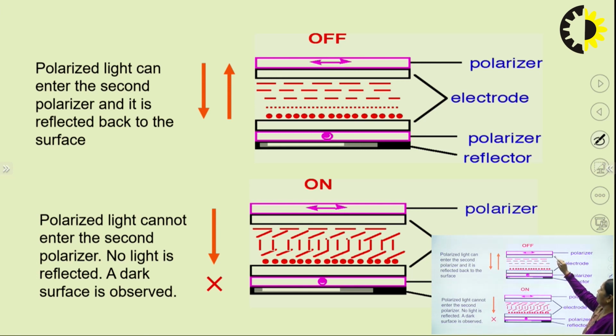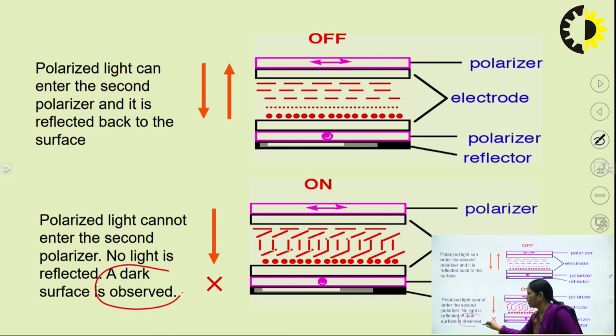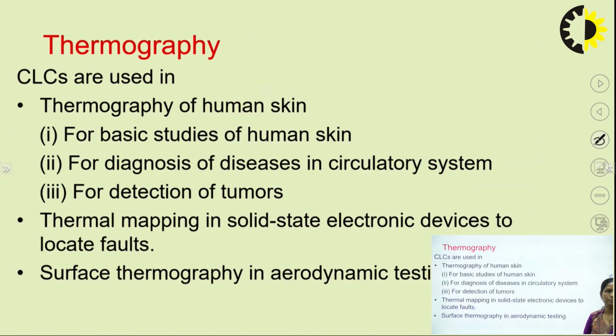The combination is a polarizer, then we have an electrode, and then we have a reflector. When electricity is applied, then the light gets blocked and a dark surface is obtained. This dark surface is actually responsible for blocking the light, and due to blocking of light, we can observe the crystal display system. That's why we are saying that it works on blocking the light principle rather than the reflecting the light principle.